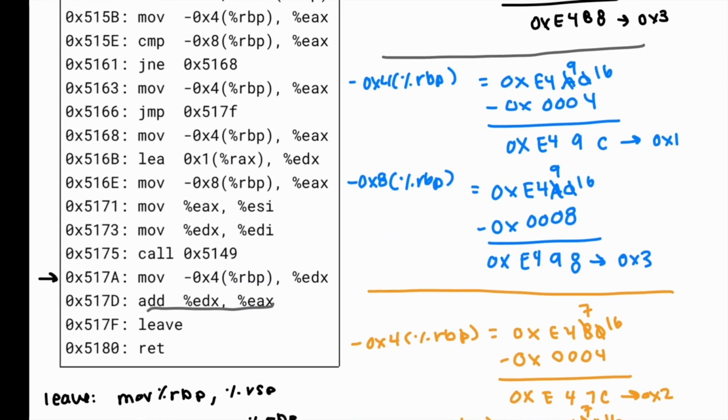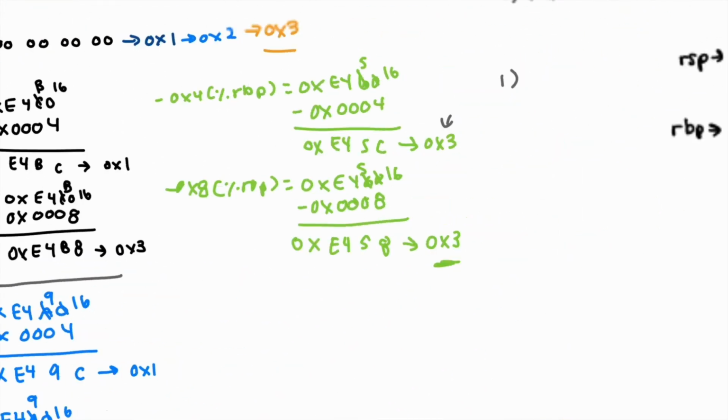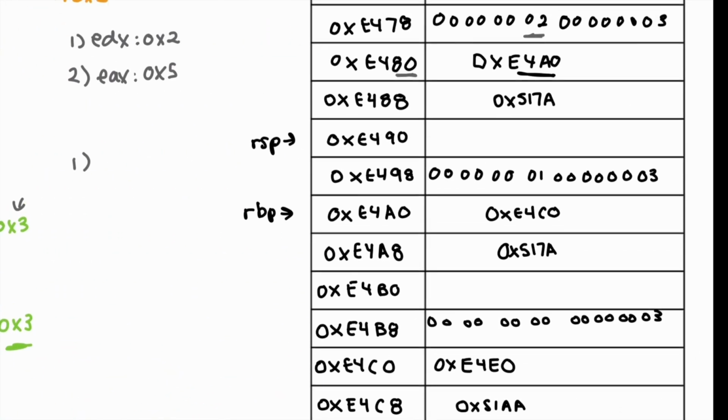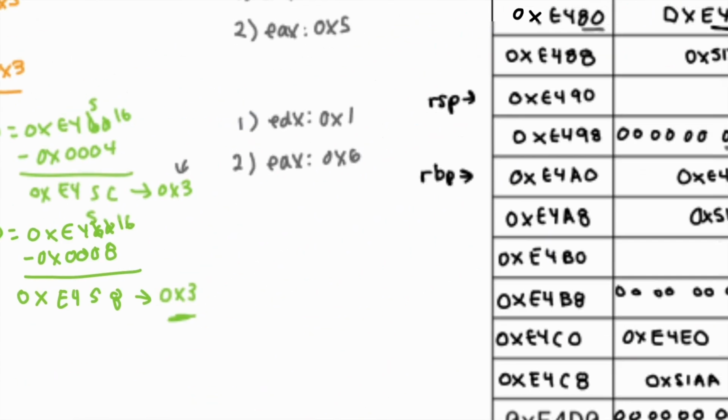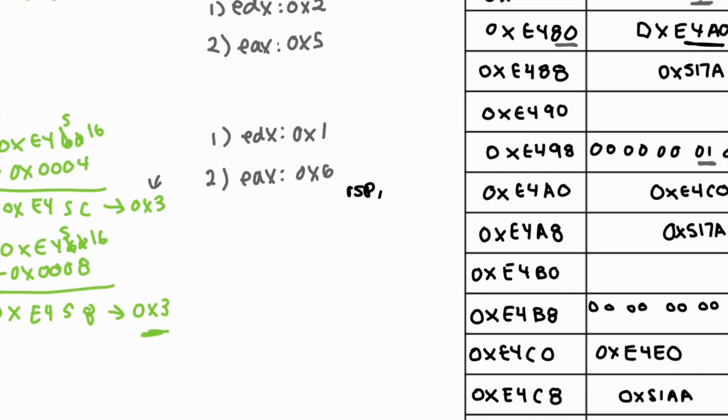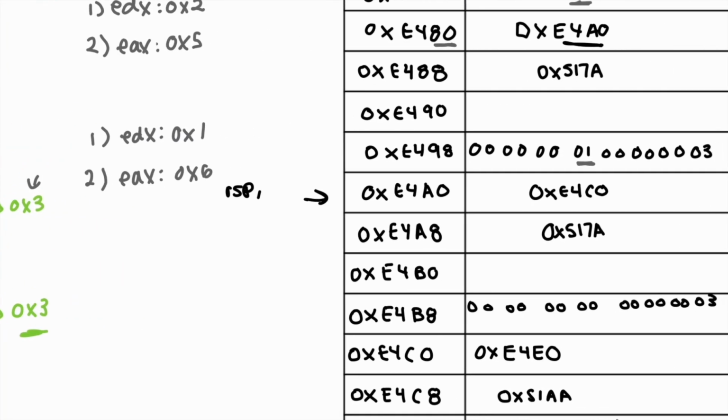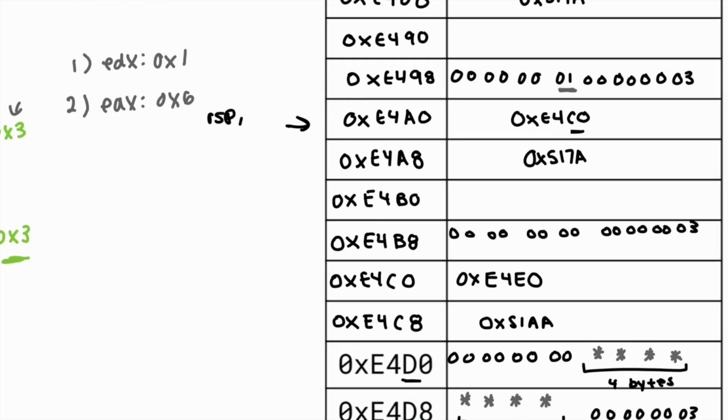We have to move minus 0x4 RBP and place it into EDX. So RBP is right here, and minus 4 RBP would be right here. So EDX is now going to be 0x1. We have to add that to our EAX. EAX is 0x5. 0x5 plus 0x1 is 0x6. Then we're going to perform leave again. RSP goes down. RBP gets updated to this address, E4C0.